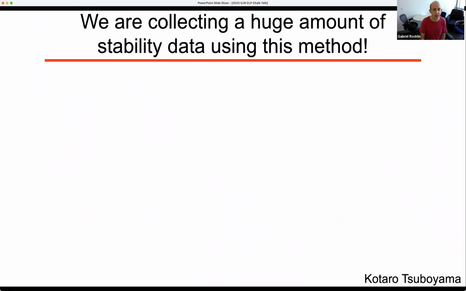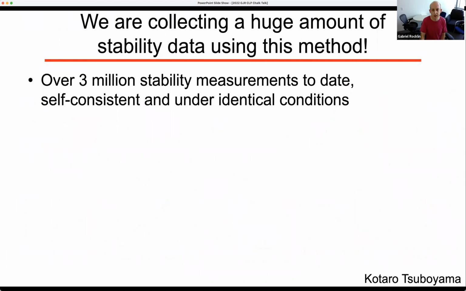And just to give a high-level summary of what we've done with this approach, to date we've measured about 3 million folding stabilities, and unlike the existing data, all our folding stabilities are measured under identical conditions. So we don't have these folding stabilities measured in this buffer and those stabilities at that temperature. It's all consistent, and that's going to be really helpful for machine learning.